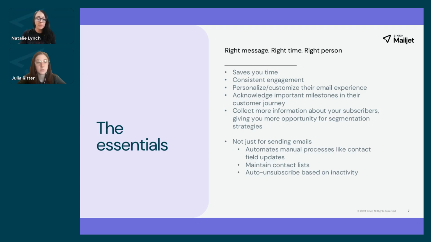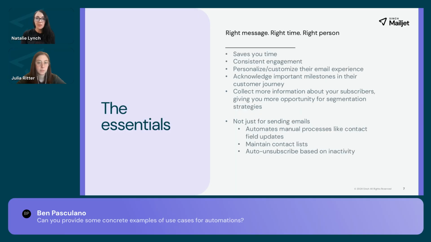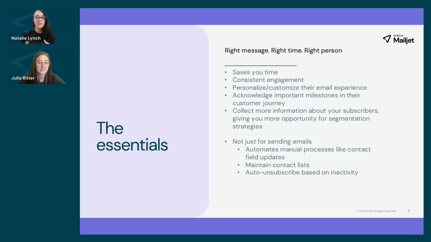So more information about your subscribers so that you can drive that personalization and get further with that right content, right person. It's not just for sending email. That's a very common use case, but it is also available for updating contact fields and maintaining contact lists. So if we have unengagers, we can move them around, auto unsubscribe people, or update, say, their favorite color if it changes and they want to tell you about it. You can update that in automation. So that's the overview of the essentials.